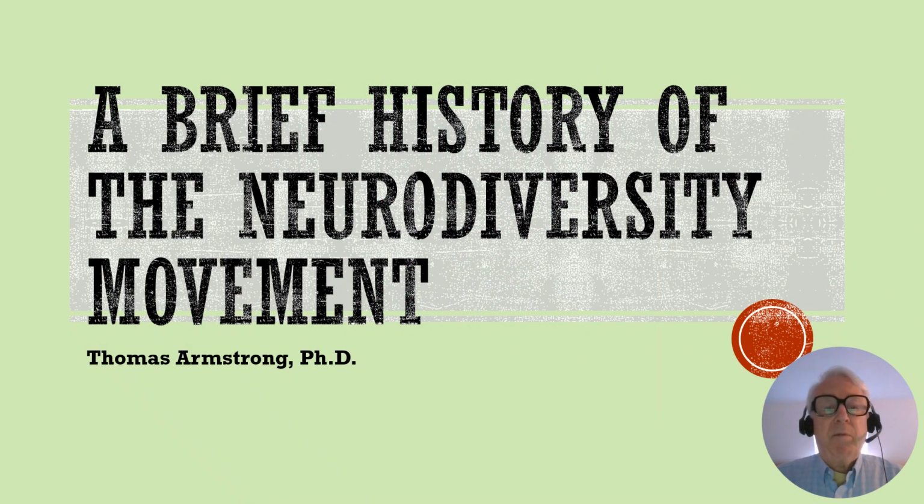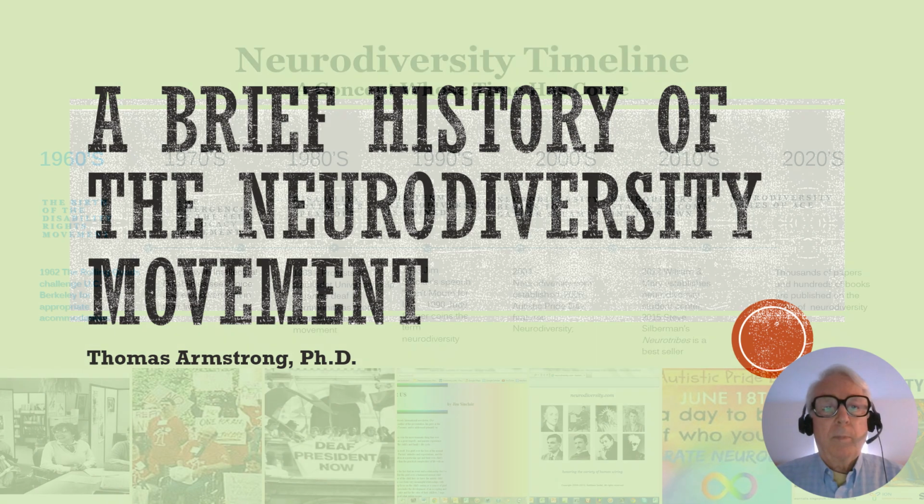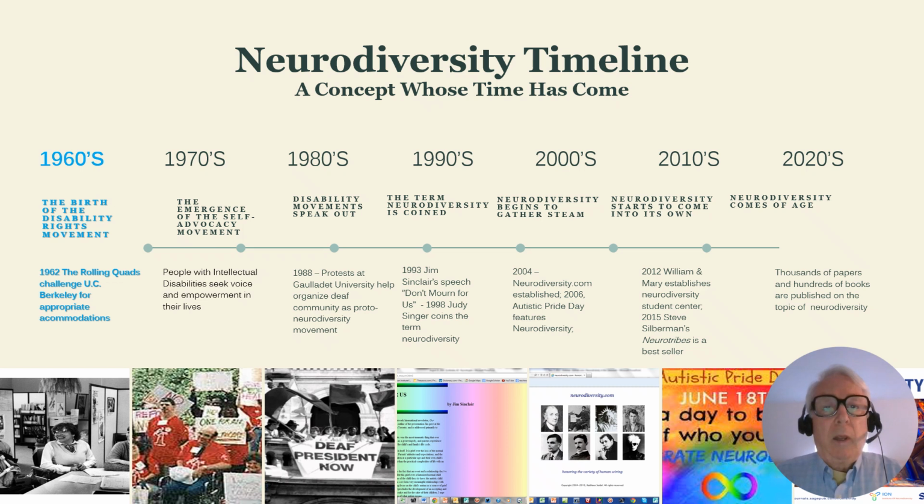The title of this video is A Brief History of the Neurodiversity Movement. Here's a timeline that gives some of the key points along the development of neurodiversity. The first events really came before the term itself was coined, but have their roots in the disability rights movement.